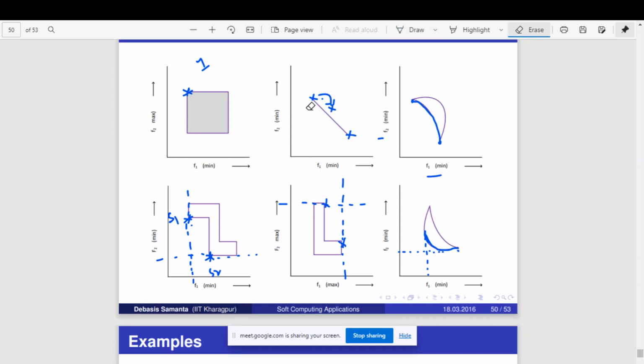So like this, for different curves, depending on the shape of the objective function, you can identify the Pareto optimal front. Fine. So that's it about this dominance relation. So let us stop here. Thank you.